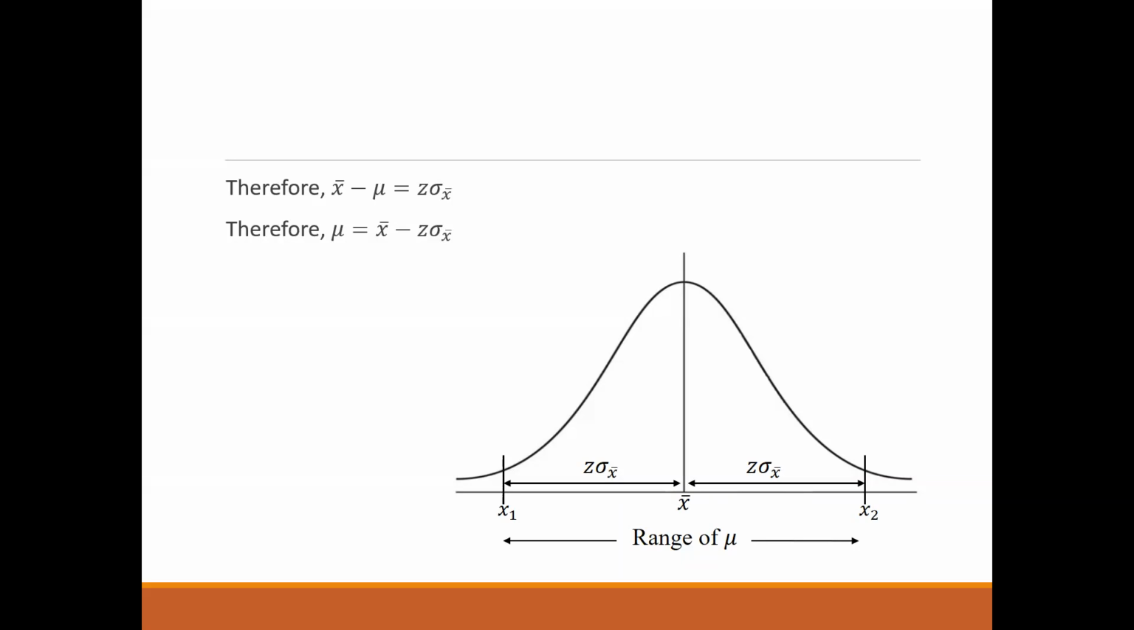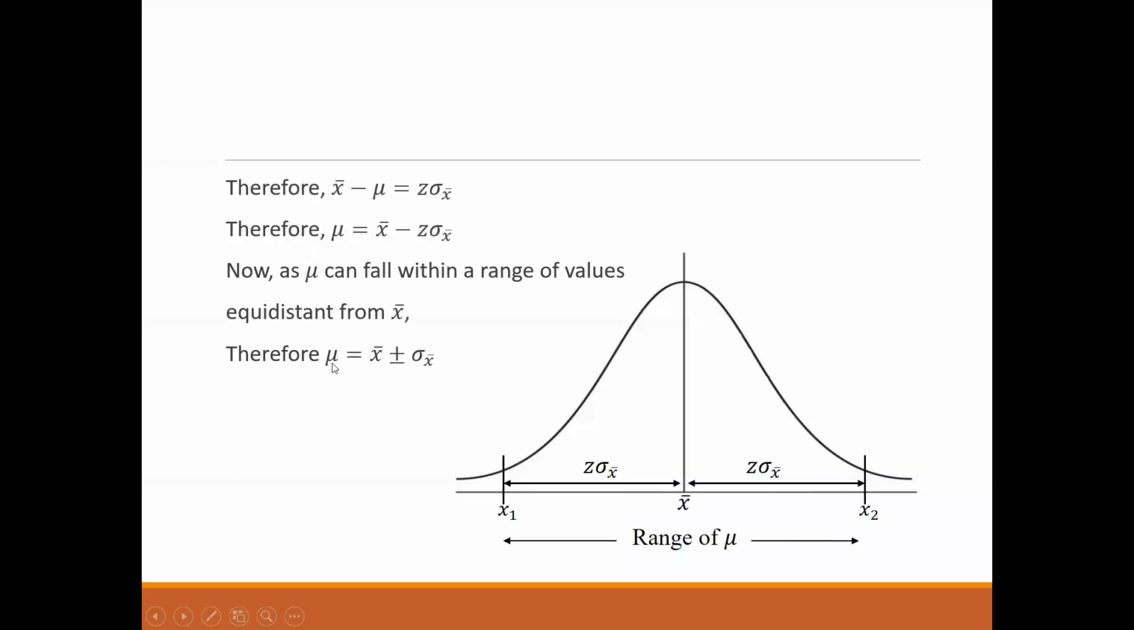Hence we can say that mu lies between x1 and x2. Let us take x1 as x bar minus z sigma x bar, and x2 will be nothing but x bar plus z sigma x bar. So the range will follow like this, and remember, we'll be having mu equal to x bar plus or minus z sigma x bar.